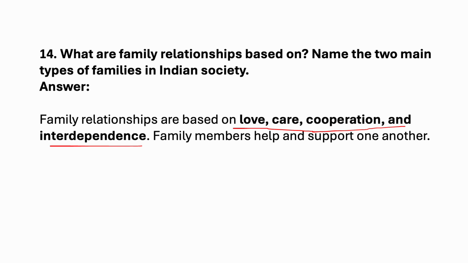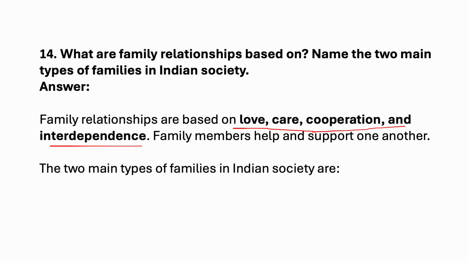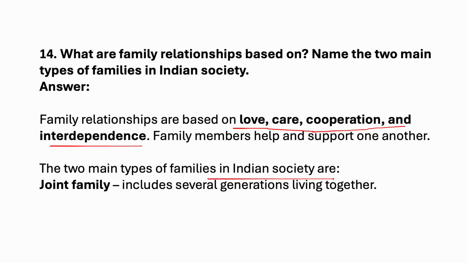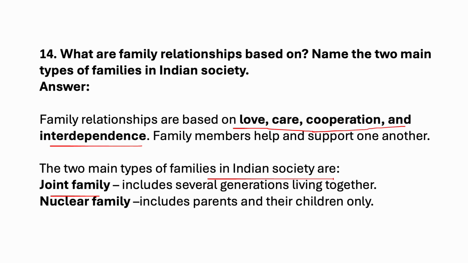Then, name the two main types of families in Indian society. The two main types of families in Indian society are, first one, joint family, second one, nuclear family. A joint family includes several generations living together. A nuclear family is a small family. It usually consists of parents and their children only.